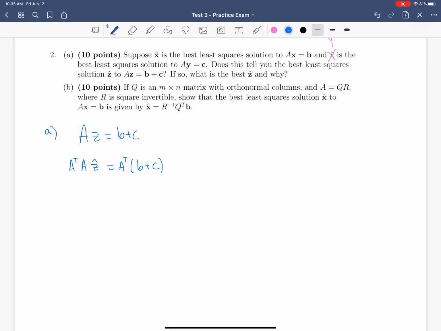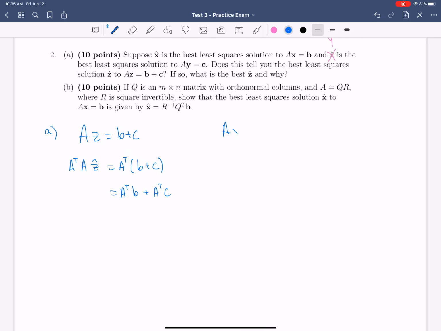But on the right-hand side, I could write A transpose B plus A transpose C, because that is how matrix multiplication works. I do have the distributive law and I can distribute that product. So then the question is, what is A transpose B and what is A transpose C?